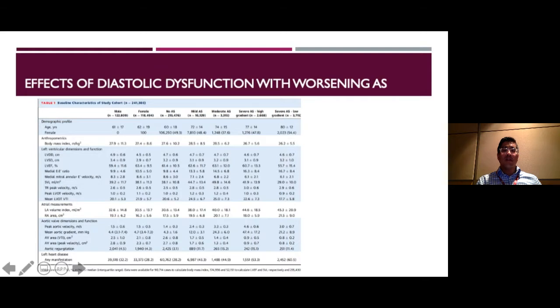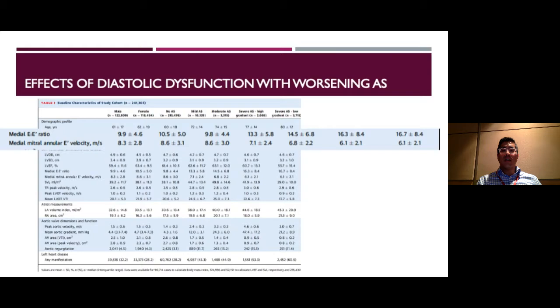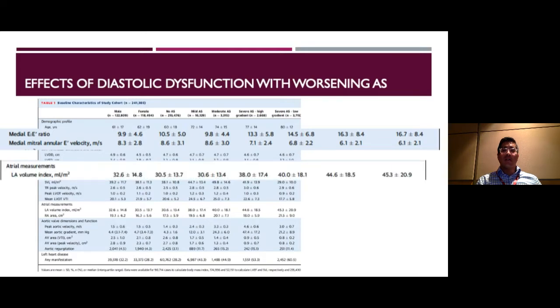If we look at the baseline characteristics of this population, we can see that patients who develop aortic stenosis are older, but there is also worsening diastolic function with a rise in left heart filling pressures, illustrated with a rise in the medial E to E prime, and with worsening aortic stenosis and a reduction in the E prime velocity. As a result, there's a rise in left atrial index volume and also peak TR velocity, suggesting pulmonary hypertension. Though there was no subgroup analysis to examine patients of similar age with and without aortic stenosis, this is an interesting point.